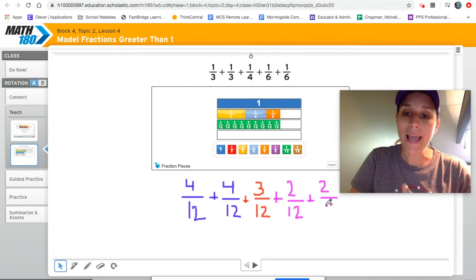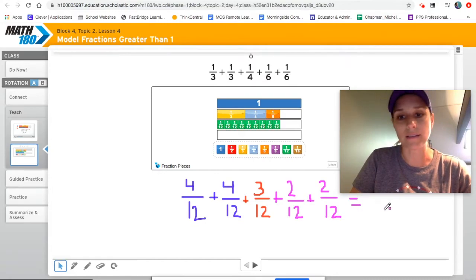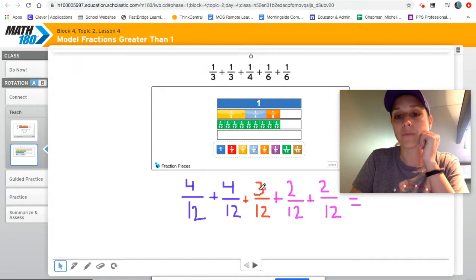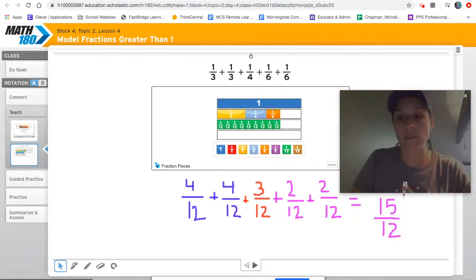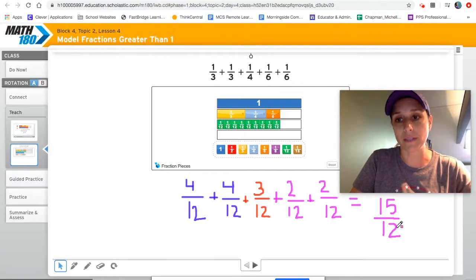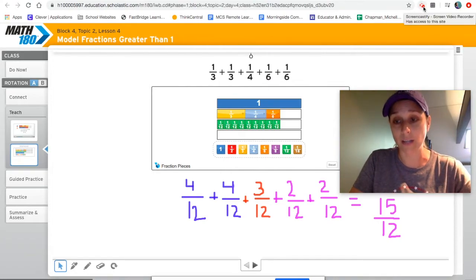Now, when I add these all together, and we know we only add the numerator and not the denominator, I get 4 plus 4, which is 8, 8 plus 3, which is 11, 11 and 2 is 13, 13 and 2 is 15. So I have 15/12. This, my friends, is a fraction that is greater than 1 because the numerator is greater than the denominator, which means I need to turn it from an improper fraction into a mixed number.